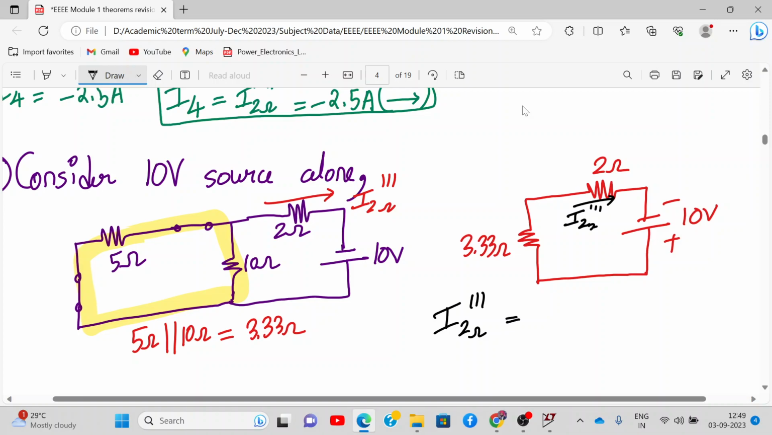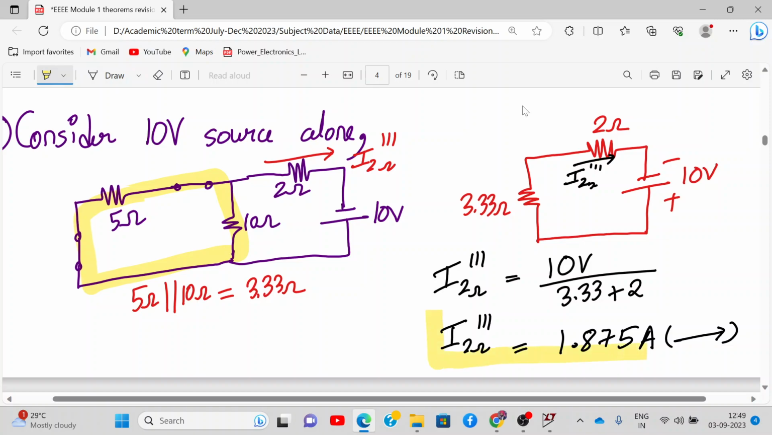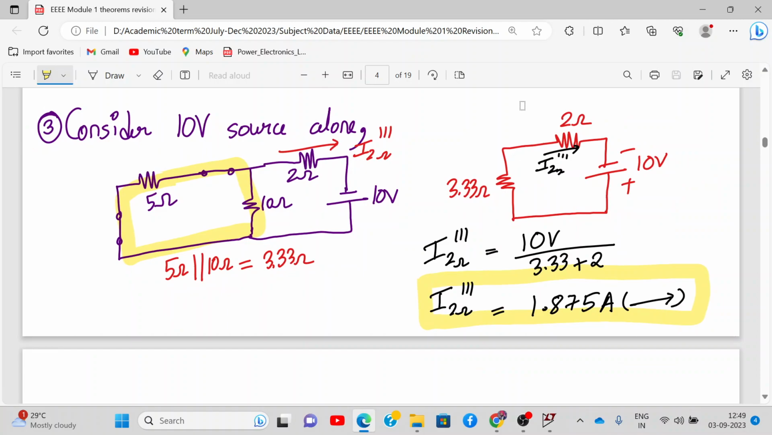From here, tell me. Current is voltage divided by resistance. That's it. So tell me what is I2 triple dash equal to? Is it 1.875 ampere and the direction is this way? Is this the answer you got? Yes, no? Yes, sir, that's what it is.